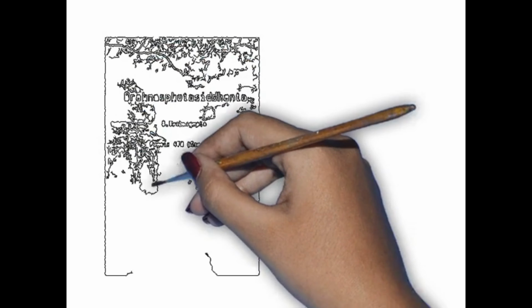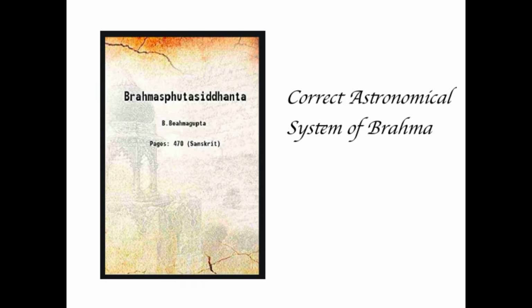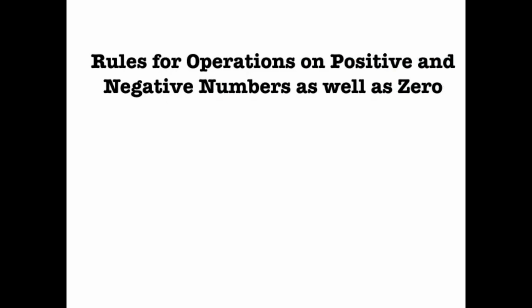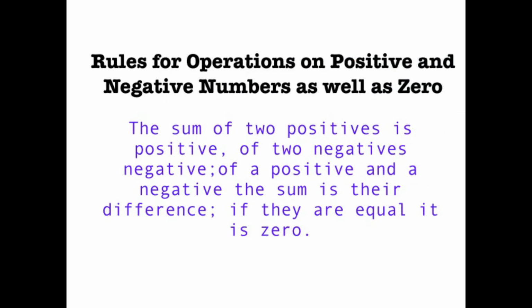Not only did he present the standard arithmetical rules for calculating with fractions, but in chapter 18 of his book Brahmasputa Siddhanta, or the correct astronomical system of Brahma, he gave the rules for operations on positive and negative numbers, as well as zero. The sum of two positives is positive, of two negatives negative, of a positive and a negative, the sum is their difference. If they are equal, it is zero.